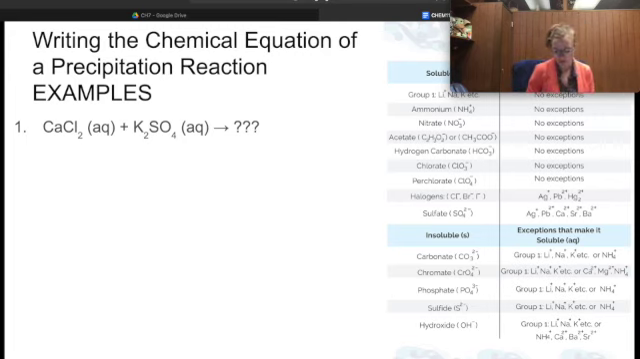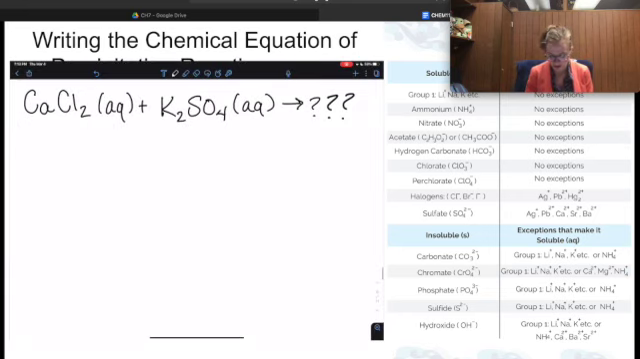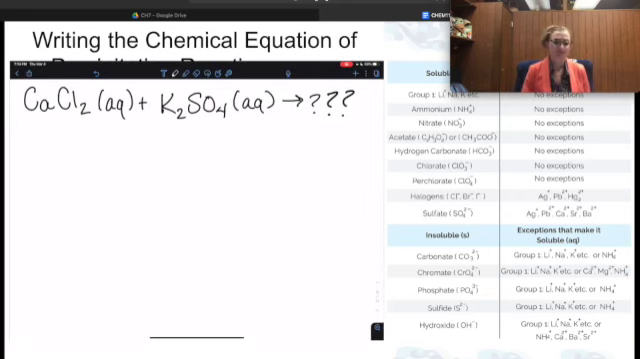our first equation that we're going to want to fully write through is calcium chloride reacts with potassium sulfate to form what? And how do I write this chemical equation? So, I'm looking at the reaction of calcium chloride, potassium sulfate. The first thing that I do is go ahead and predict the products. So the first thing we need to do is predict the products.